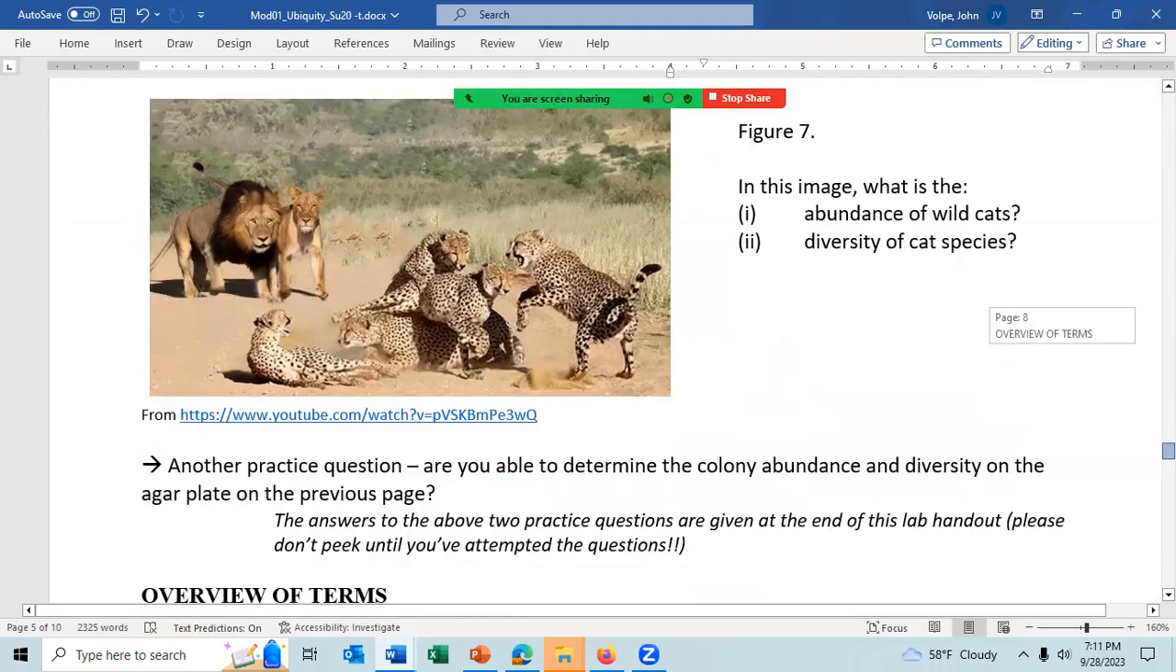So here's another example. In this image here, what is the abundance of wild cats in this picture?